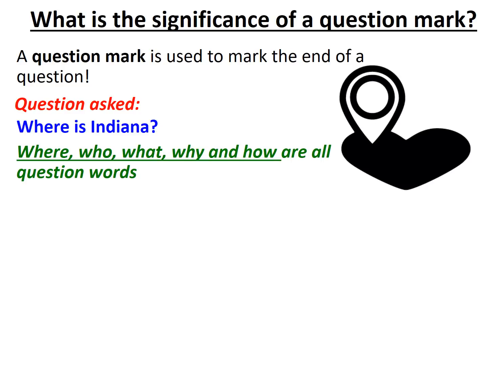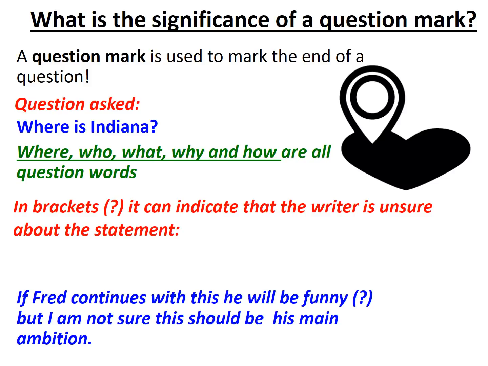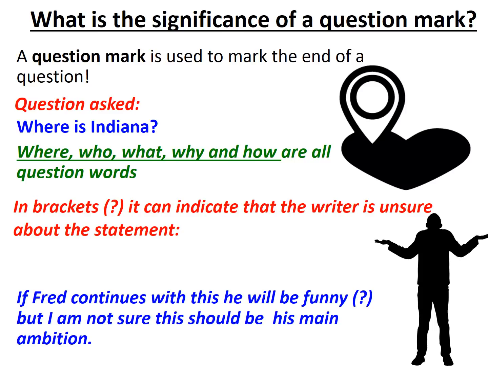The other use of the question mark can be within brackets. It can indicate for the reader that the writer is unsure about the statement they're making about someone. So for example, if Fred continues with this, he will be funny, but I'm not sure that this should be his main ambition. What we can see from our writer here is that they are, in a polite way, saying that they're unsure about the whole focus of Fred. It's a good way of hinting at disappointment or not being convinced by something.